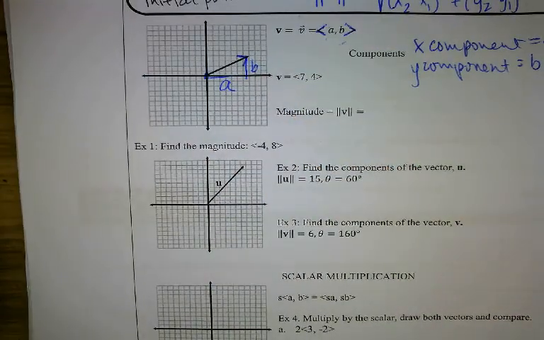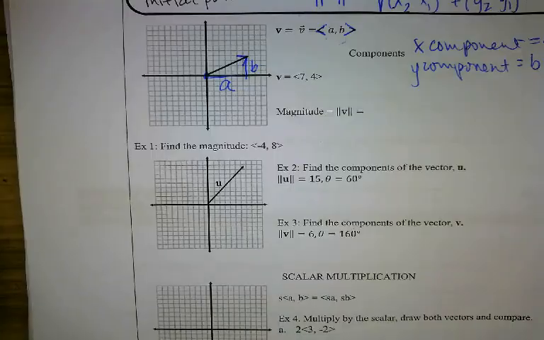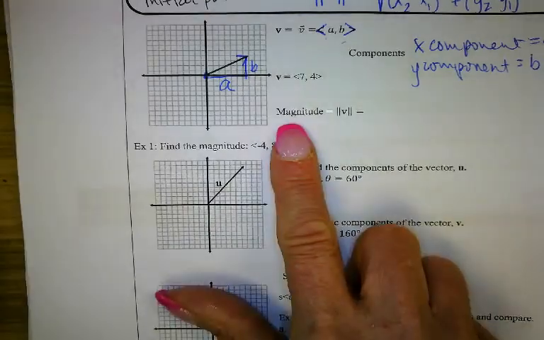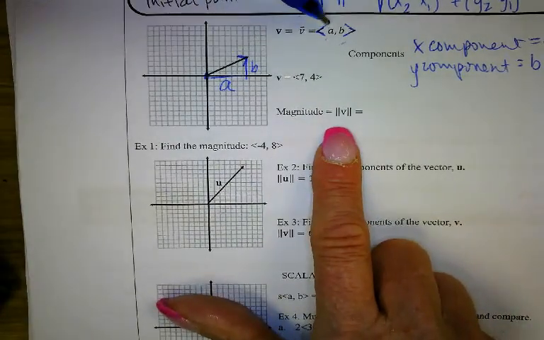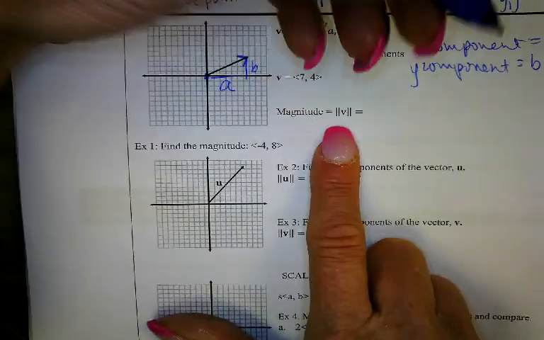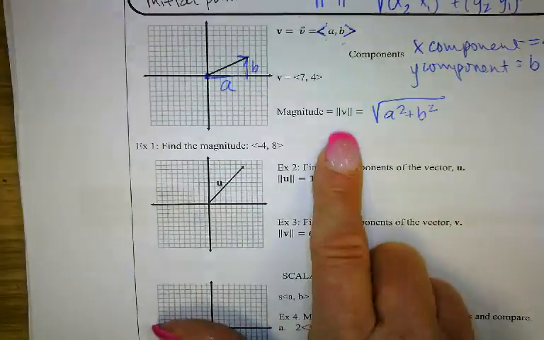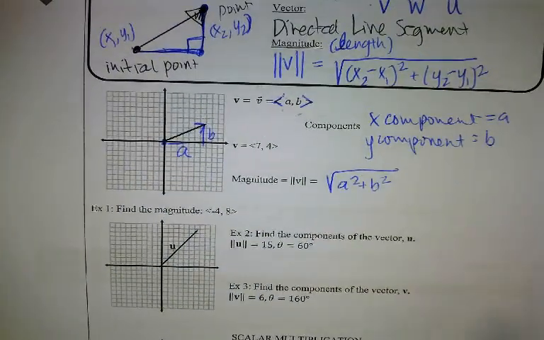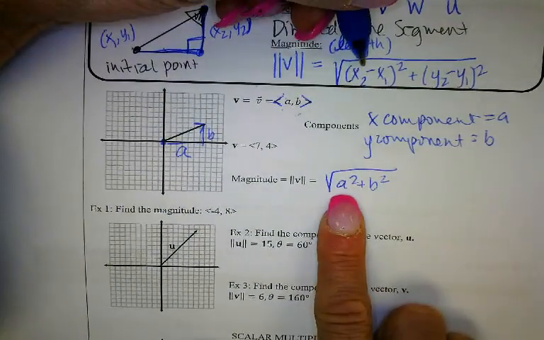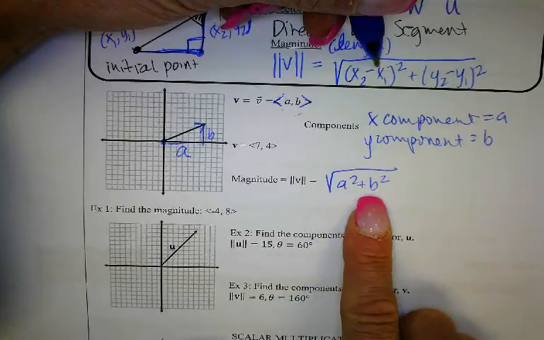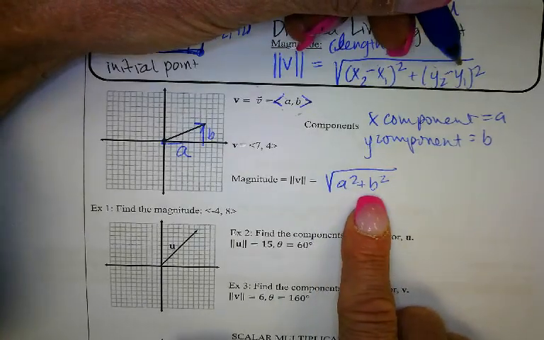Every vector is just the hypotenuse of some right triangle. That is literally all a vector is. We stuck an arrow at the end. So the magnitude of a vector when it's written in component form is the square root of a squared plus b squared, which means that a is the difference in the x's, and b is the difference between the y's.